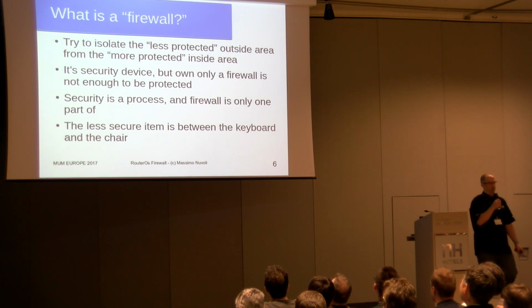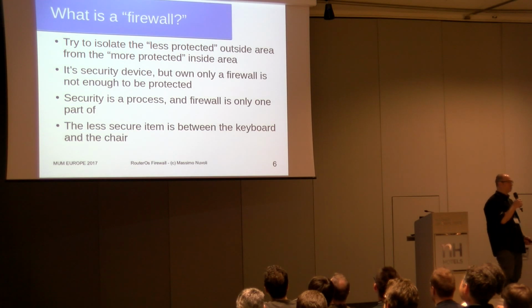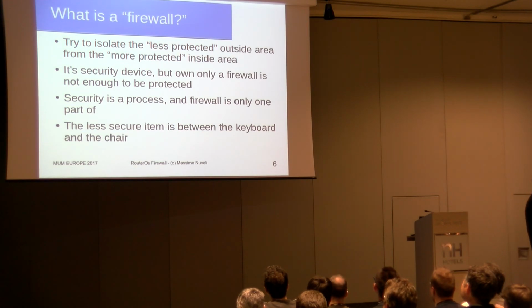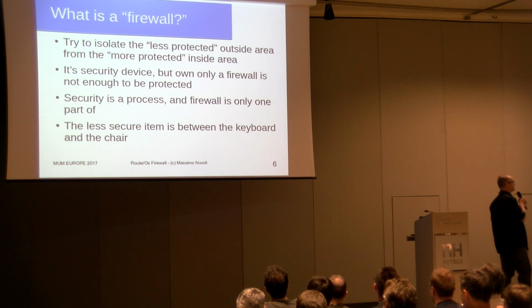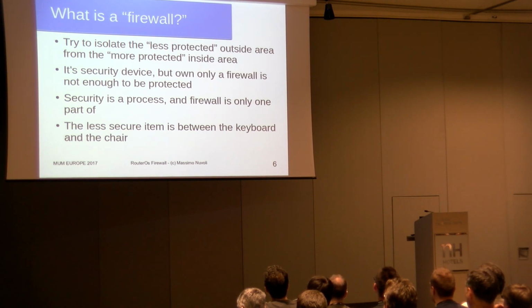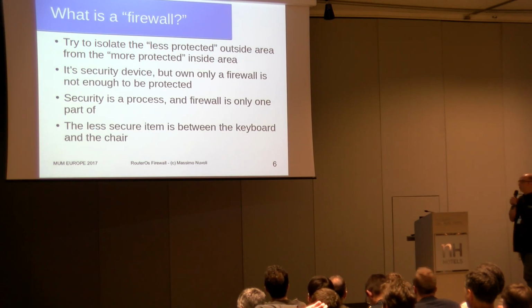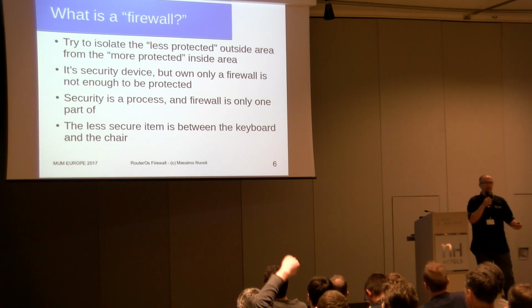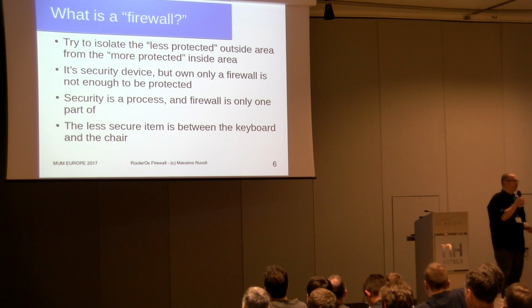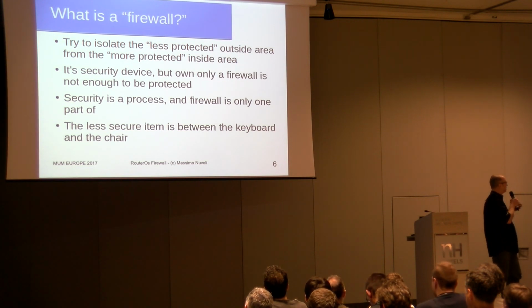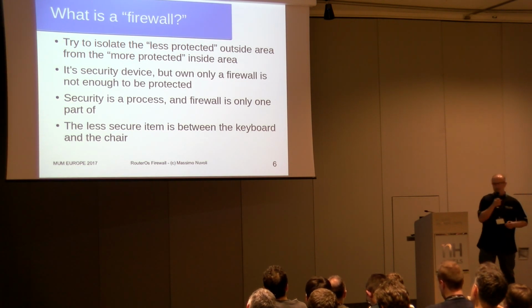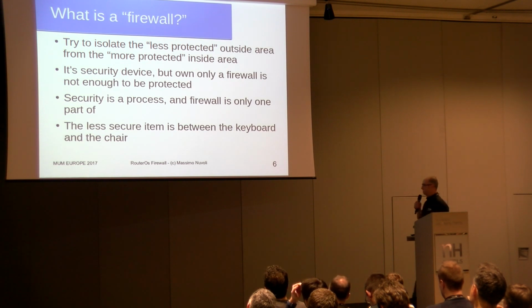This is important for school: security is a process, it's not a device. You must implement something else to have security at the network level. And the last line is more important. The least secure item is between the keyboard and the chair. The human is the problem. So we need devices, systems, and all things to protect the network, but also from the human. Don't forget this.